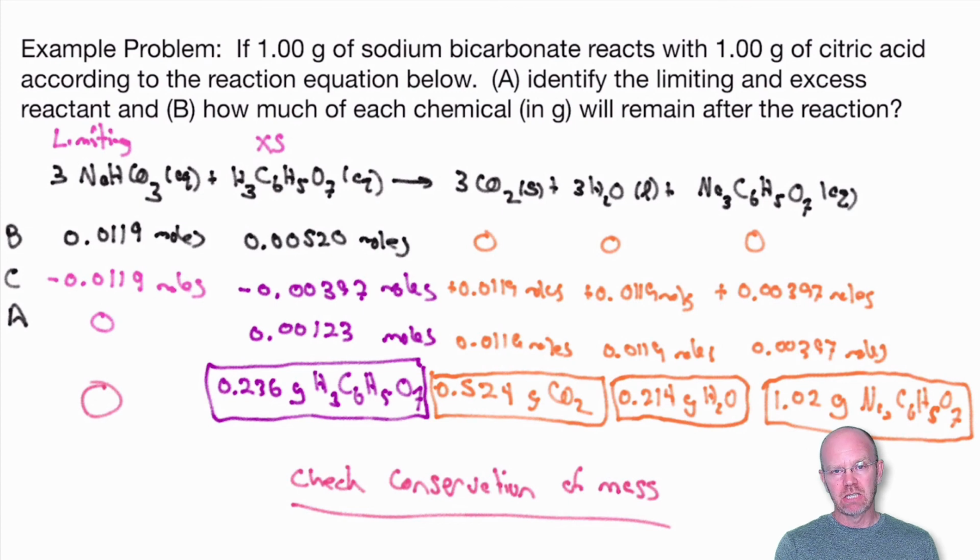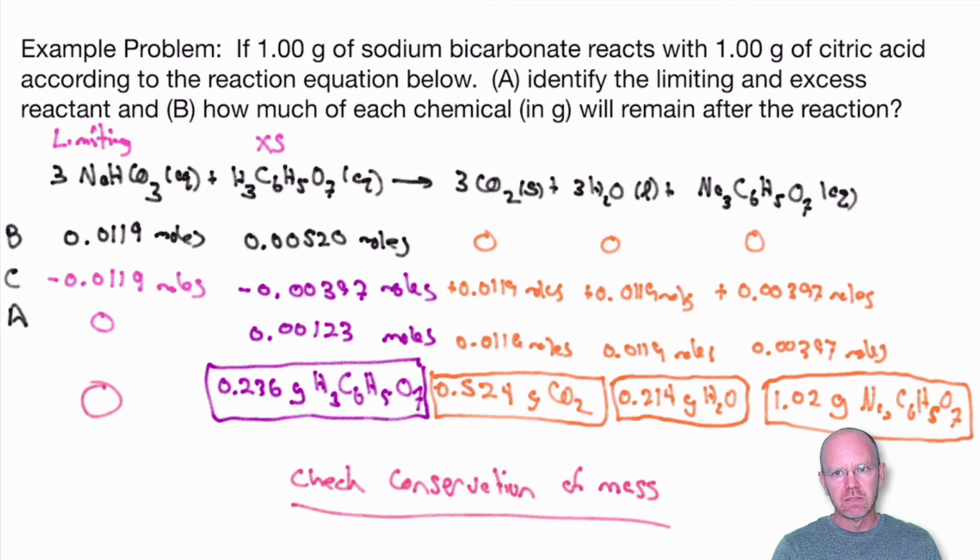And in this reaction, we started with a total of 2 grams, right? We had 1 gram of bicarb, 1 gram of citric acid. And so what that means is if we sum up the weights of all the products and the remaining reactant, we ought to get 2 grams. And so if you do that, what you see is that those things sum, within significant digits, to 2 grams, which means we didn't make any mistakes along the way.